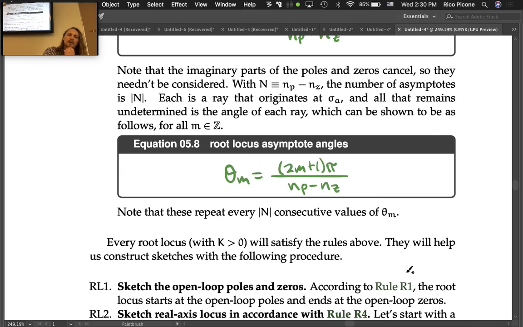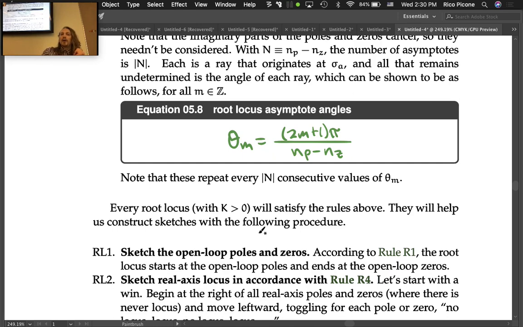Great. Note that these repeat every N consecutive values of theta m. In other words, if you've got 5 asymptotes and you compute 5 angles, you can stop, because they're just going to wrap around and start repeating themselves. So you only need to compute as many angles as you have asymptotes.